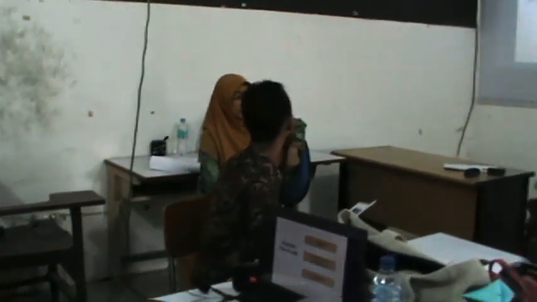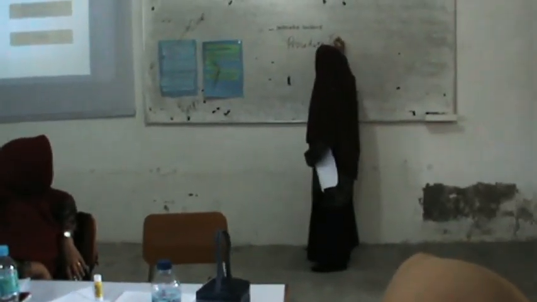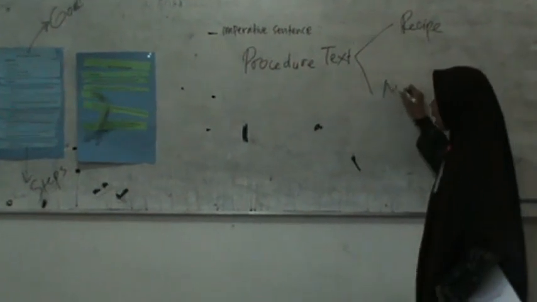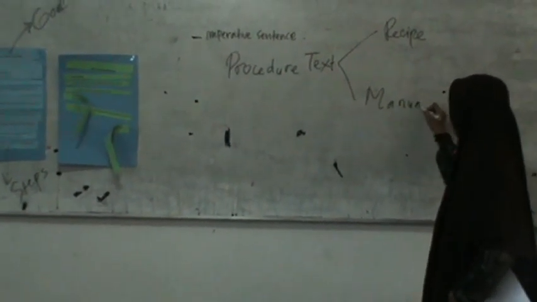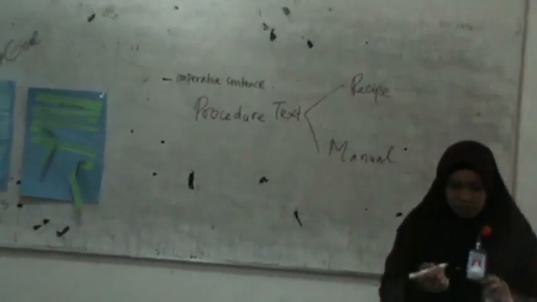Nah, sekarang we will review what lesson we have learned a few minutes ago. Procedure text. Ada dua macam. Yang pertama adalah recipe. Yang kedua manual. What is the social function of the recipe text of procedure? You know?